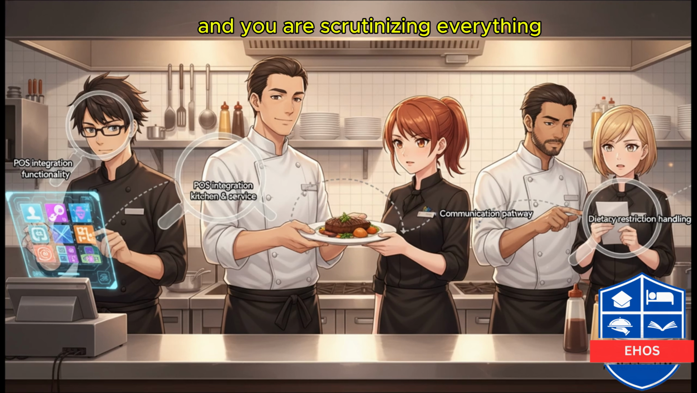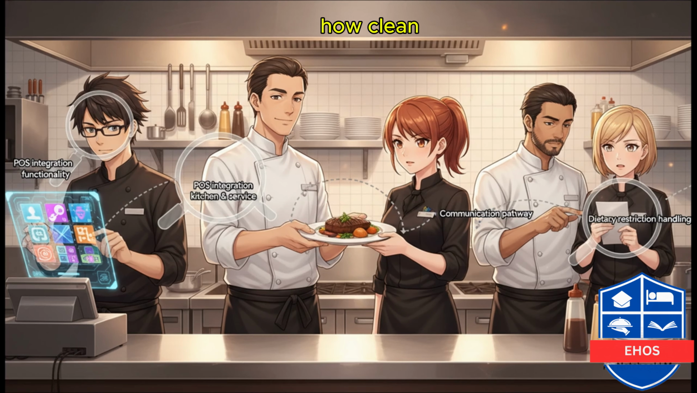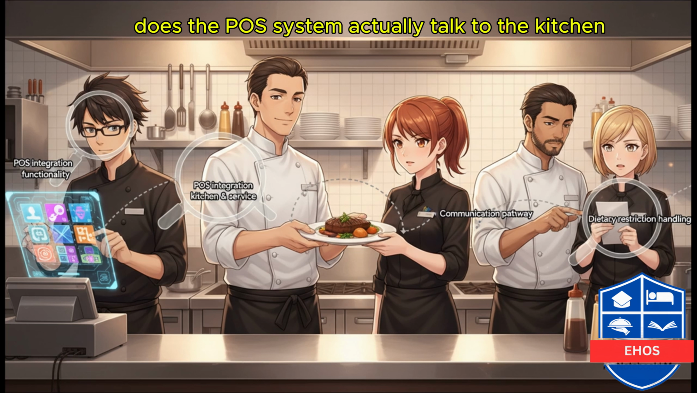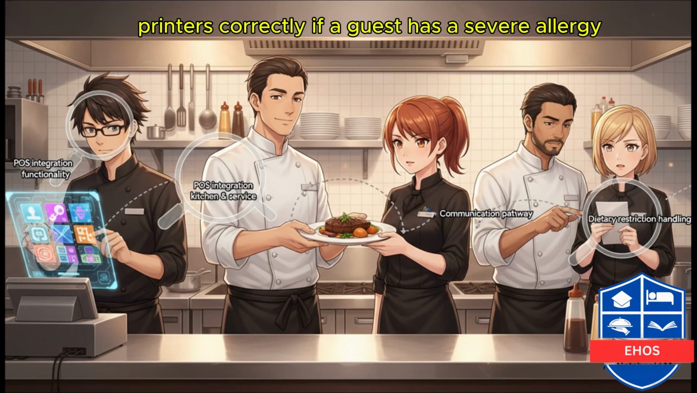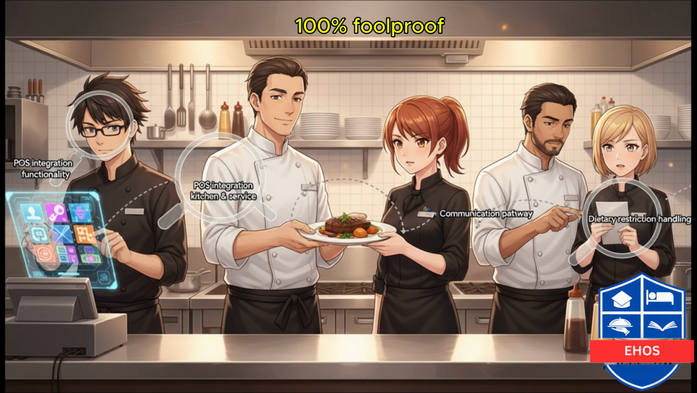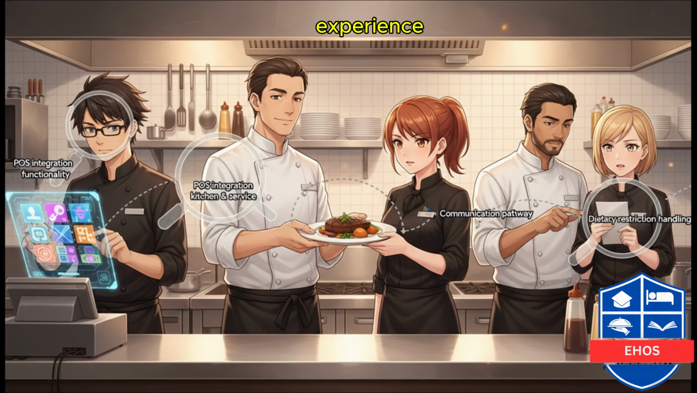And you are scrutinizing everything. We're talking about ticket times, of course, but also, how do the server cash-out procedures work? How clean is the handoff from the kitchen to the servers? Does the POS system actually talk to the kitchen printers correctly? If a guest has a severe allergy, is that communication pathway to the kitchen 100% foolproof? These are the details that make or break a guest's experience.